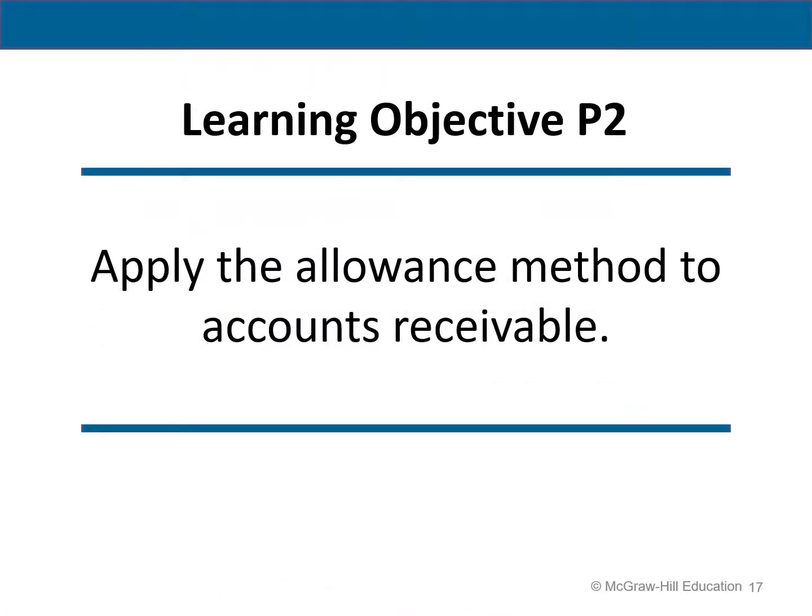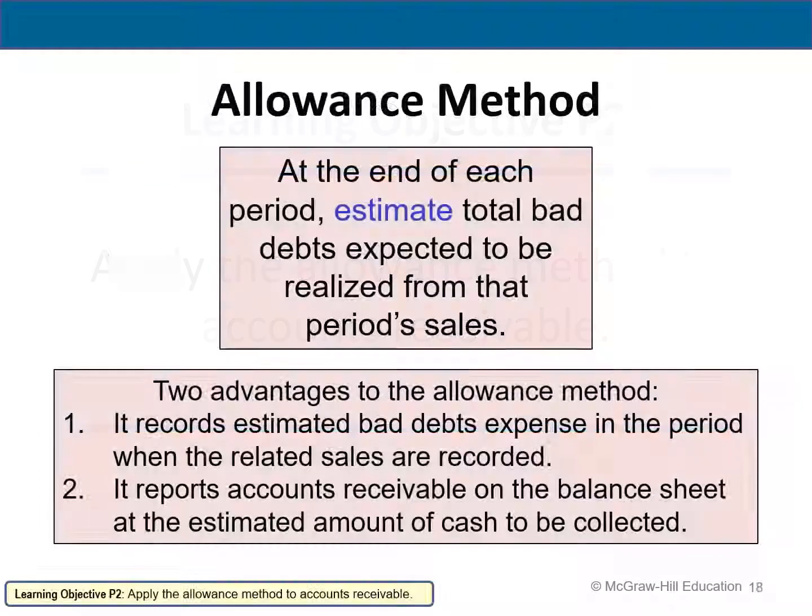All right, applying the allowance method to accounts receivable. With the allowance method, at the end of each period, we estimate what we think bad debt expense is going to be, or otherwise said, we estimate what we think we're going to realize from that period's sales. There are two advantages to the allowance method. It records estimated bad debt expense in the period when the related sales are recorded, and it reports your accounts receivable on the balance sheet at the estimated amount of cash to be collected, otherwise known as net realizable value.